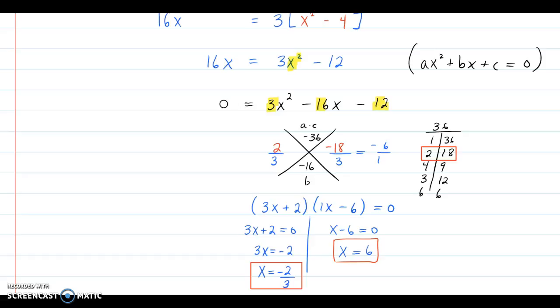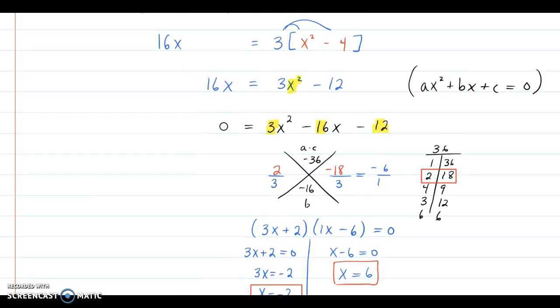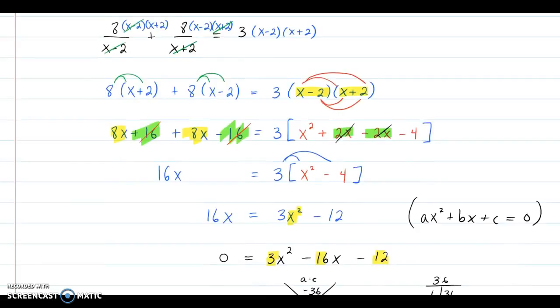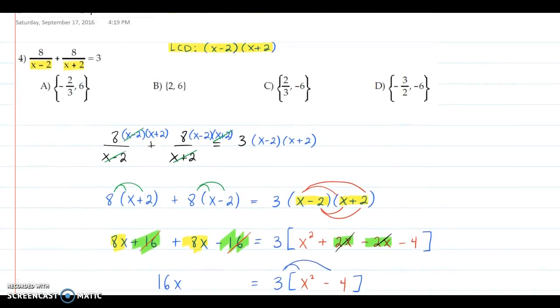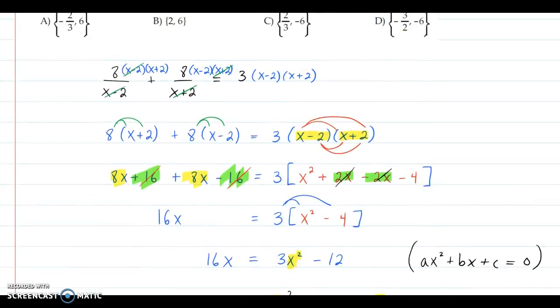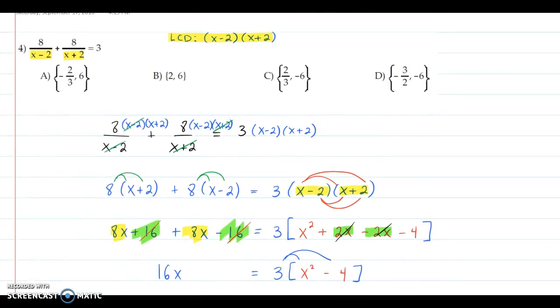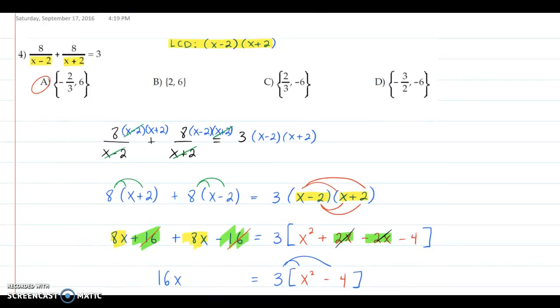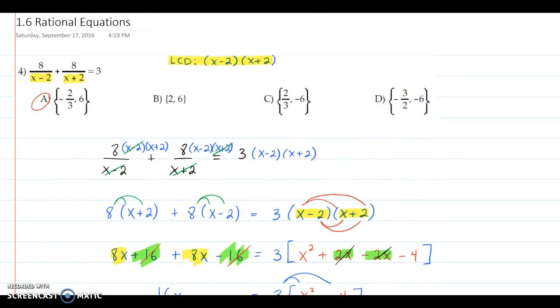I say possible because we have to remember that we have to go back to our problem. So let's go back up here. What were the answers again? We had positive 6 and negative 2/3. It looks like it's going to be these, but we have to be careful here and make sure that the answers that we selected are okay.